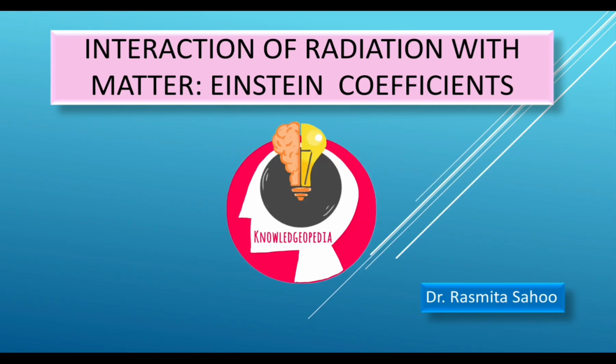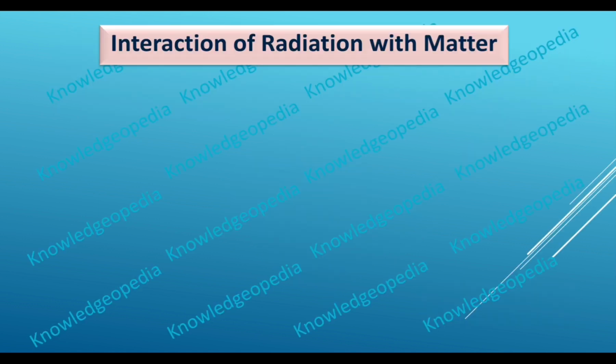Friends, today we will continue our discussion on interaction of radiation with matter. In the last class we have seen there are three different processes that occur when radiation falls on matter, right? And we have understood all three processes qualitatively. Today we will start to do some quantitative analysis of those three processes. This was first done by Einstein, hence there are some coefficients involved which are known as Einstein coefficients.